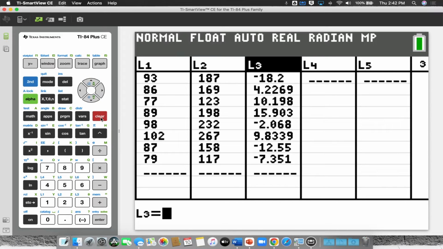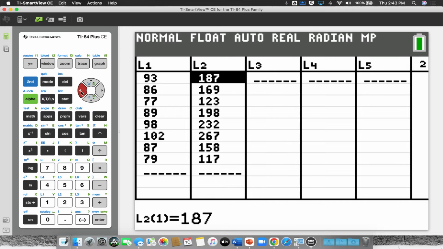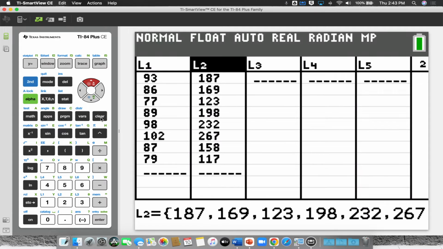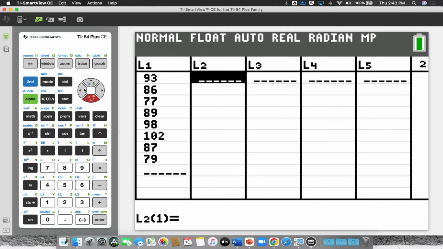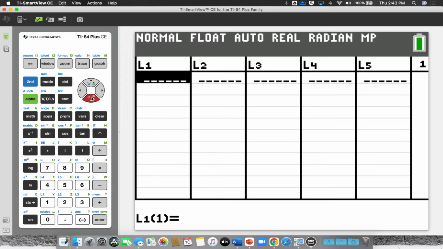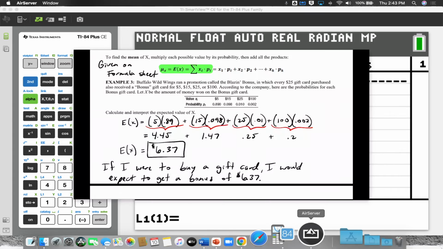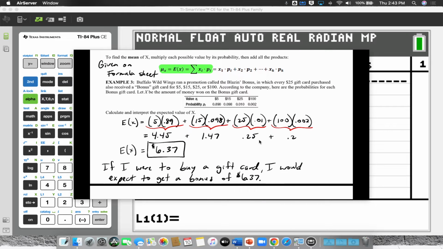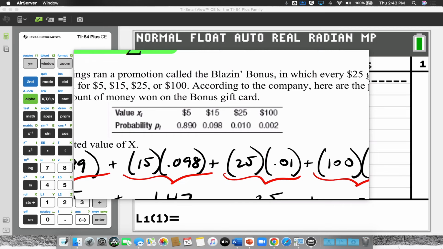Okay, so I need 2 blank lists. One of the lists is going to look exactly like the table you have here, the table for the Buffalo Wild Wings promotion. X is going to go first. The probabilities are going to go second, side by side.